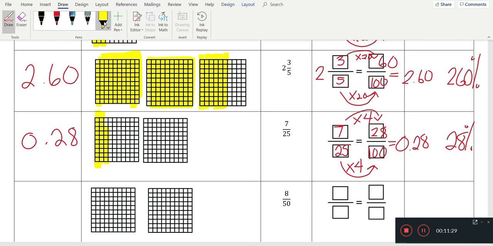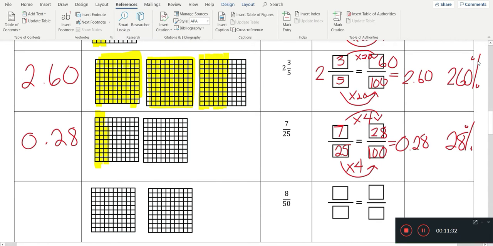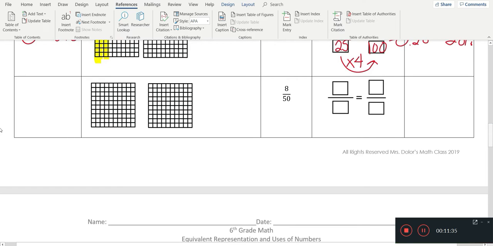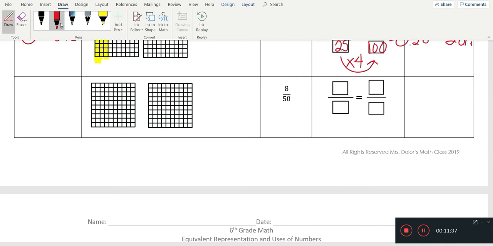Questions so far? You're doing awesome on your paper. Let's have now another example. So we have 8 over 50. Right away 100. How many 50s are in 100? Times 2. Times 2 for 8. So therefore 16. 16 out of 100. So this 16 out of 100 is written as 16 hundredths. So that's in decimal.